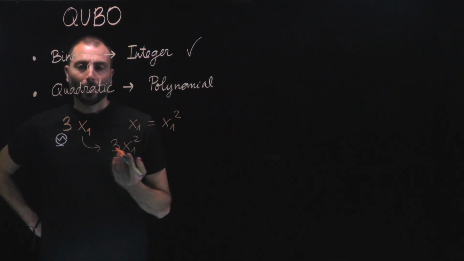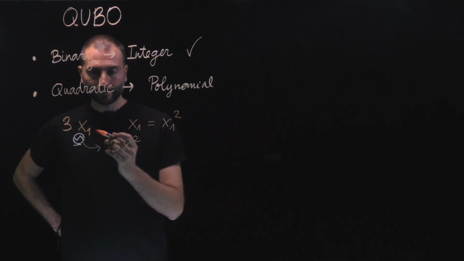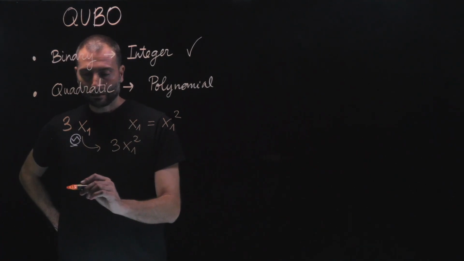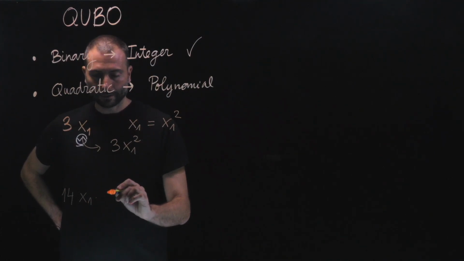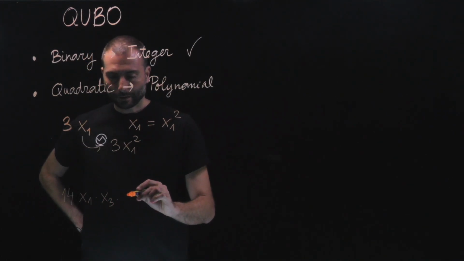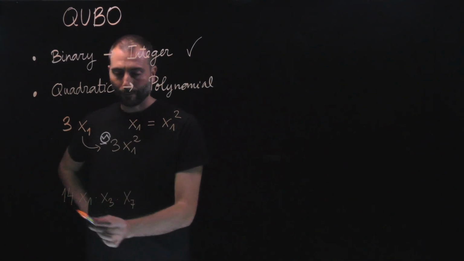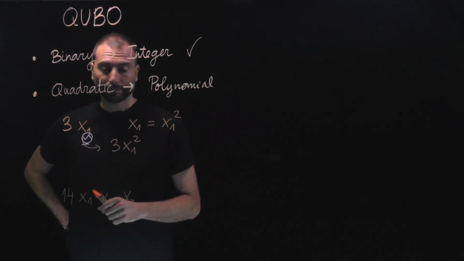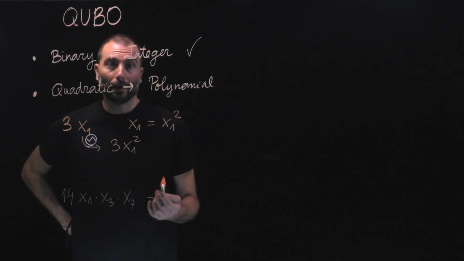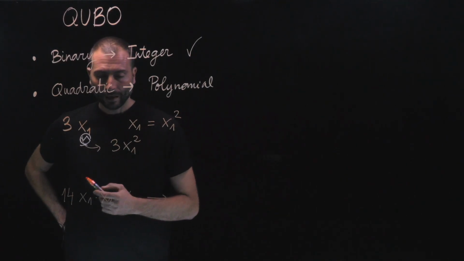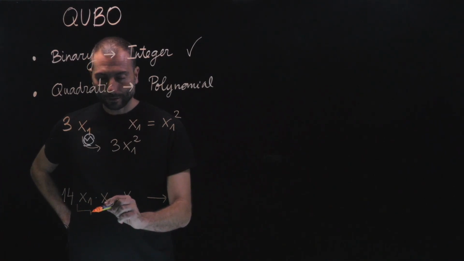Of course, the complicated part is having expressions that are not linear and not quadratic. So, for instance, imagine we have some expression like 14 x1 times x3 times x7. This is a term of order 3, and we would like to transform this into terms of lower order, of order 2. The only strategy that we have is to divide it into parts.